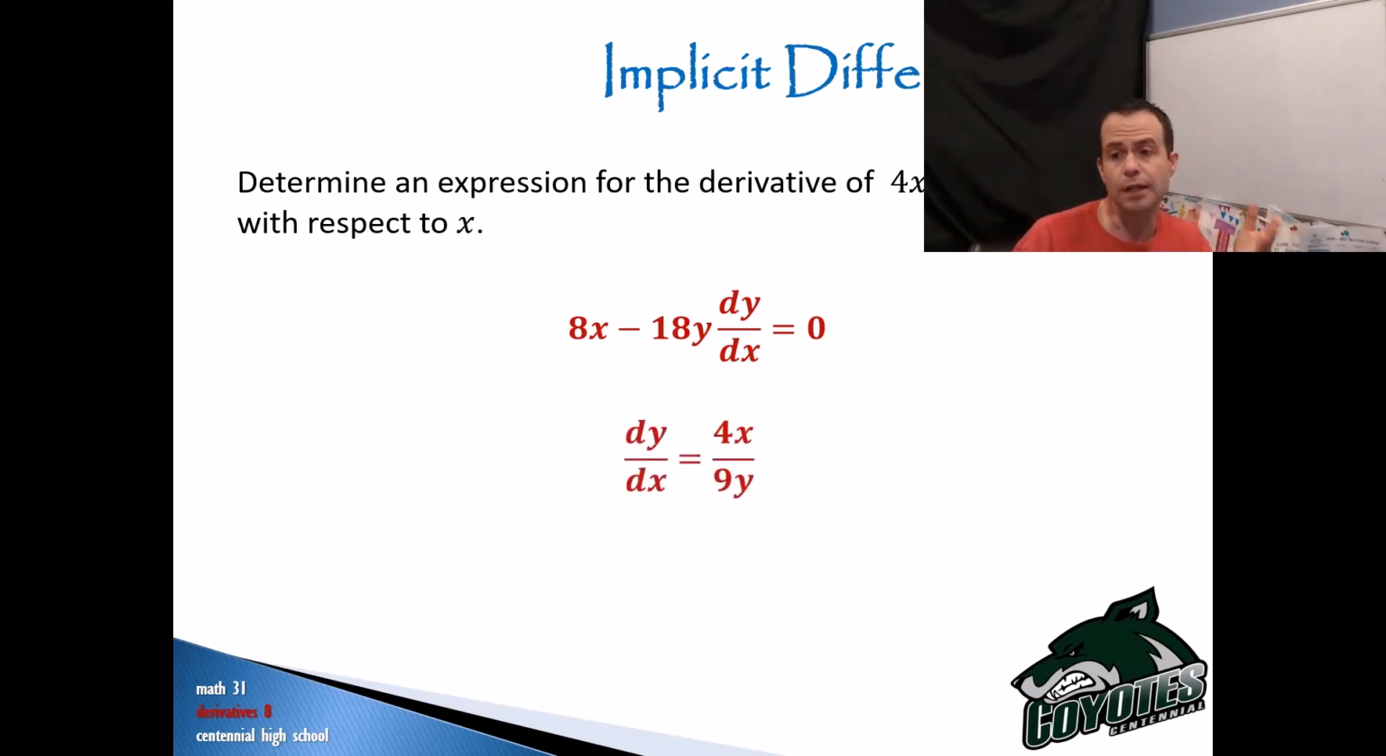And then 8 over 18 would reduce to 4 over 9, okay? And then you had 2 negatives, so overall my answer is positive. So the derivative of y is 4x over 9y, okay? And again, the reason this is called implicit differentiation is because the derivative is not just in terms of x, right? There's a y involved as well, okay?